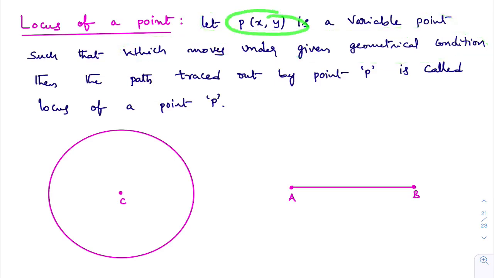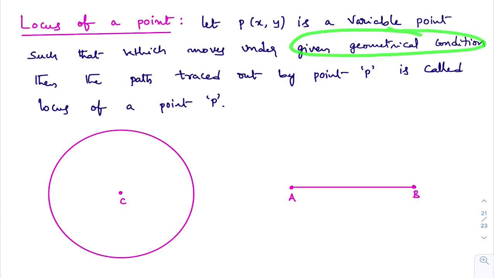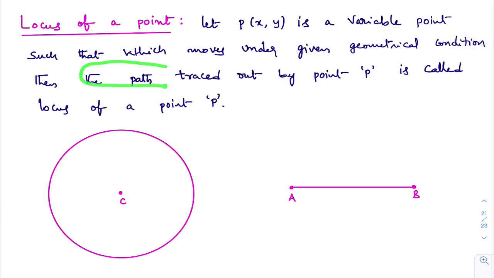This is the point which moves under a given geometrical condition. As this point P moves from one place to another place based on the given geometrical condition, we will get to know in what way the point P is moving. If we trace out that point, the path traced out by the point P is called locus of the point P. I'll try to explain this with the help of examples.